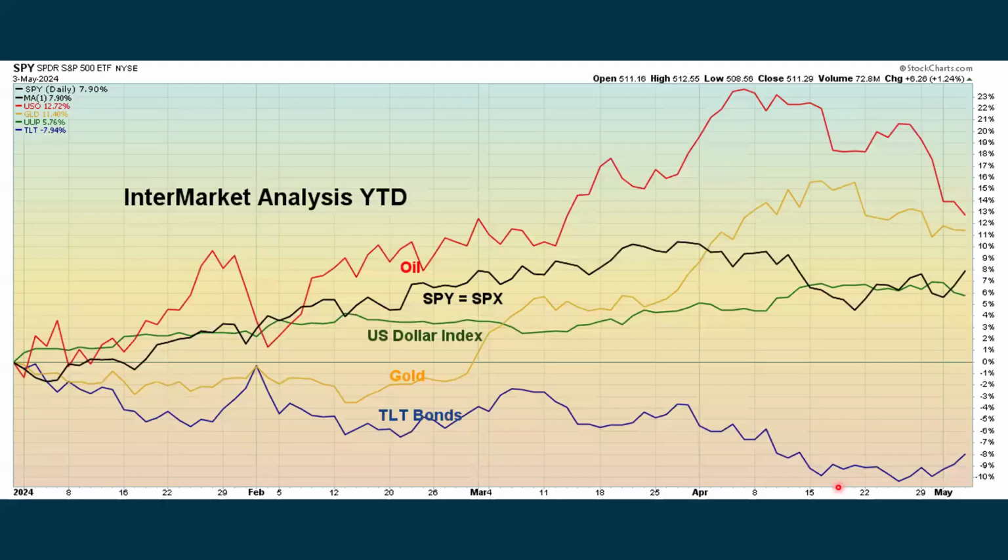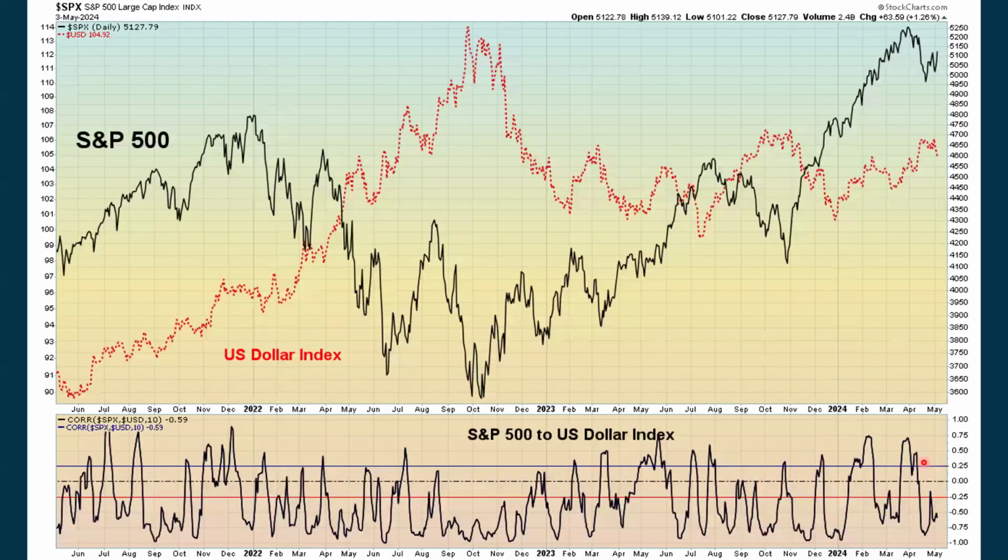as well. Intermarket analysis. Oil is still in the lead going back to the beginning of the year, even though it has been declining. Then we see gold, then stocks, then the dollar, where bonds based on price are negative on the year. Then some correlations.